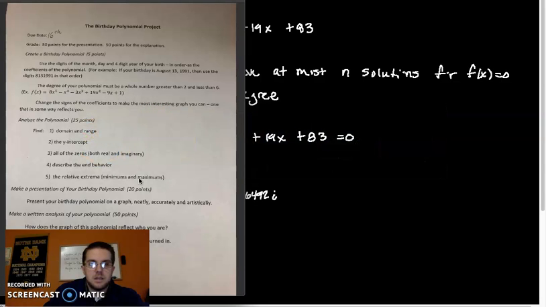I believe that's all you needed. Let me just double check here. You also need to describe the behavior and the relative extrema. Well, there are extrema in this one, and you can get those just by graphing it in Desmos. But the behavior is that the tail end of the left side of the function goes to negative infinity, the right side goes to positive infinity. So if you come up with a function like I have here and follow all the ingredients that I have, you should be okay to do this.